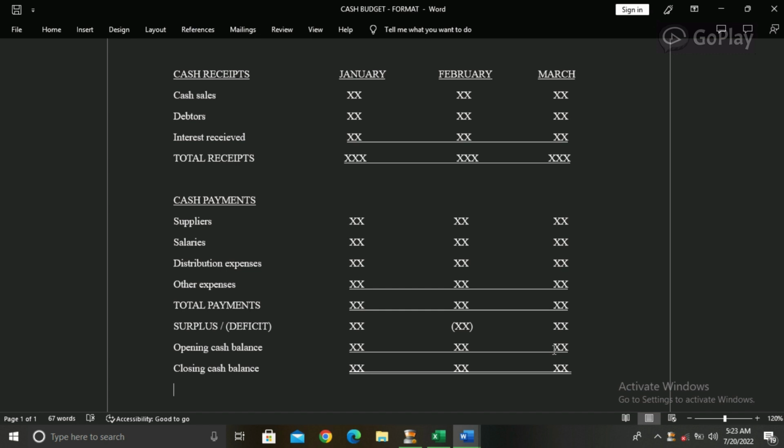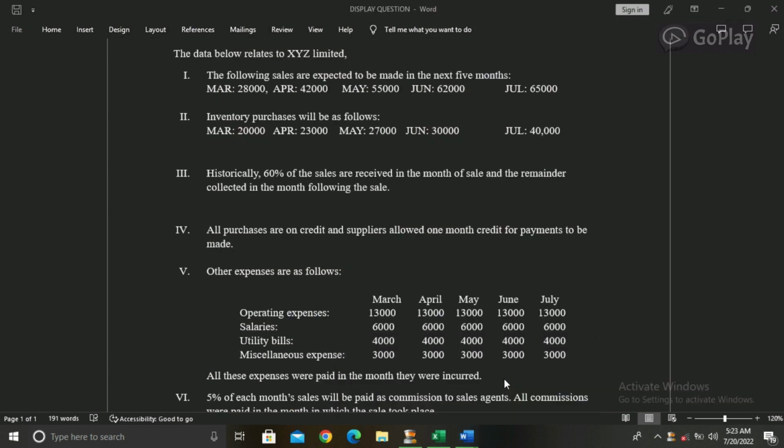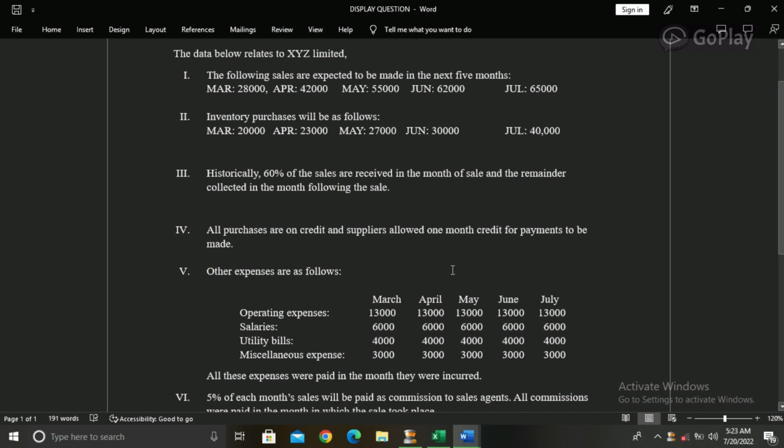So now let's move to the question and then read through the question before we progress to Excel to demonstrate how to solve the question. So here is the first question. The data below relates to XYZ Limited. The following sales are expected to be made in the next 5 months: March, April, May, June, and July.